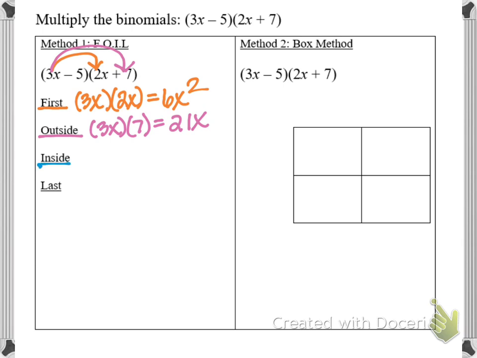Now on the inside, we look at the two terms that are in the middle. So that would be our negative 5 times our positive 2x. And that gives us negative 10x.